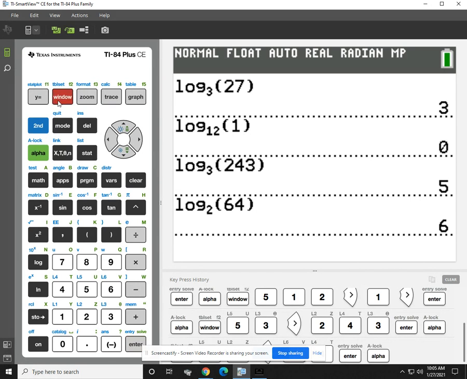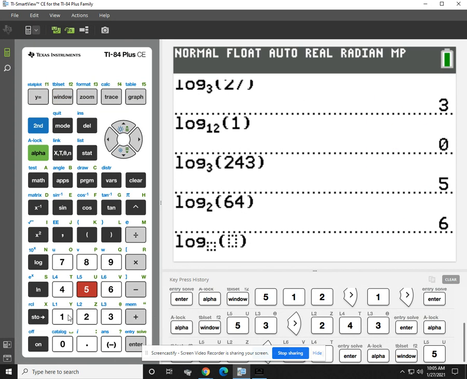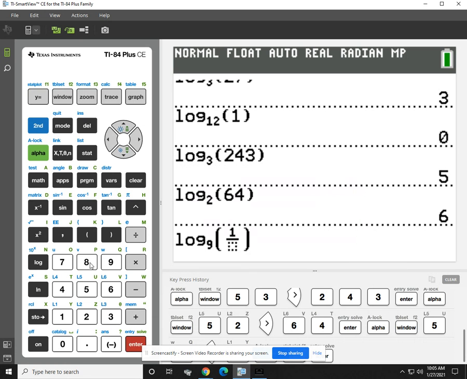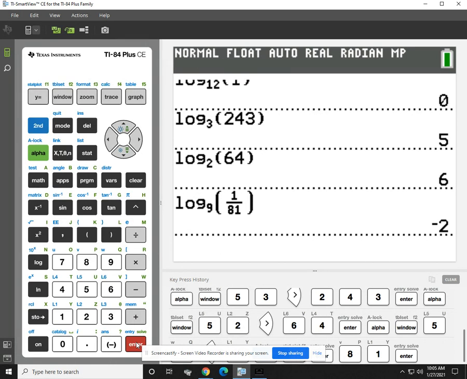Last two, alpha window number 5, log base 9 of 1 over 81. So 9 to what power equals 1 over 81? Well, think about it logically. Isn't 9 squared 81? So what will be 1 over 81? Negative 2. Boom. There it is. Now, Aiden, let me go back to what I told you earlier. I told you that your base of your log will never be negative, right? And your argument, but can you have a solution that's negative? Absolutely. Okay? Just like this.